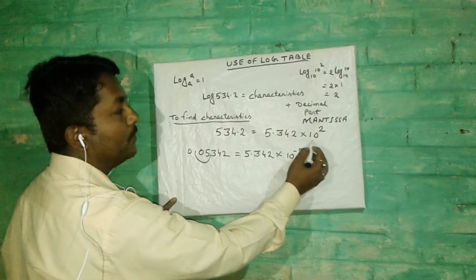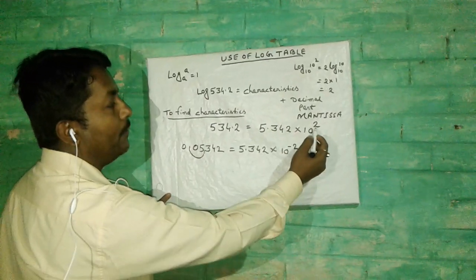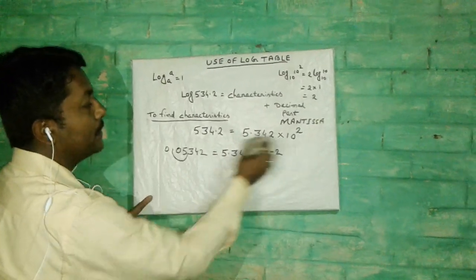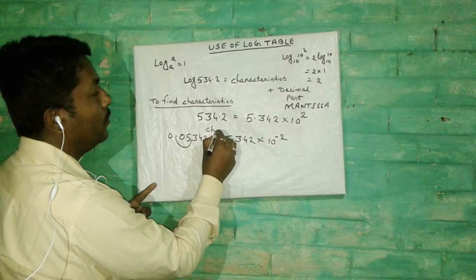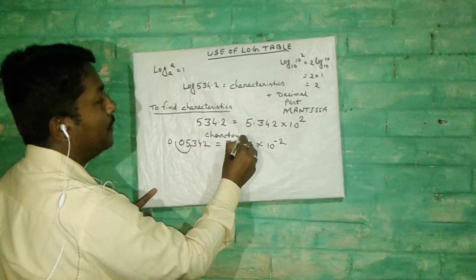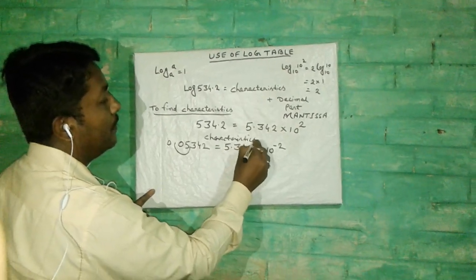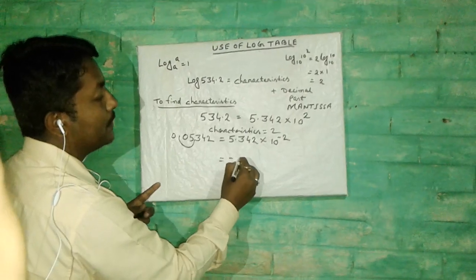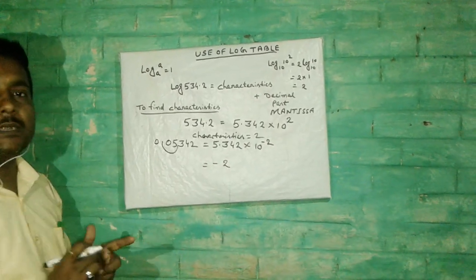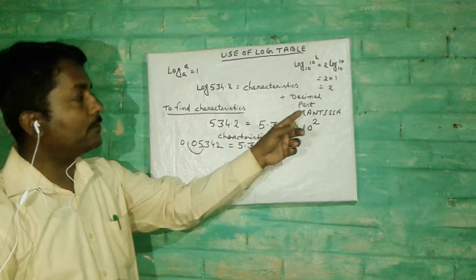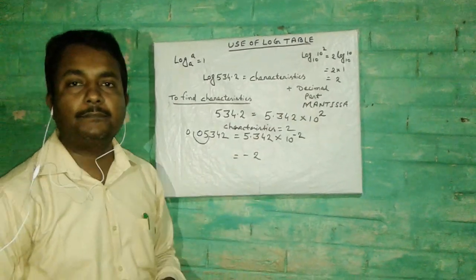Now this will help us decide the characteristic. The power of 10 is the characteristic. In this case the characteristic is 2, and in the second case the characteristic is minus 2. So this is the way we can find the characteristic. Next we have to find the mantissa.